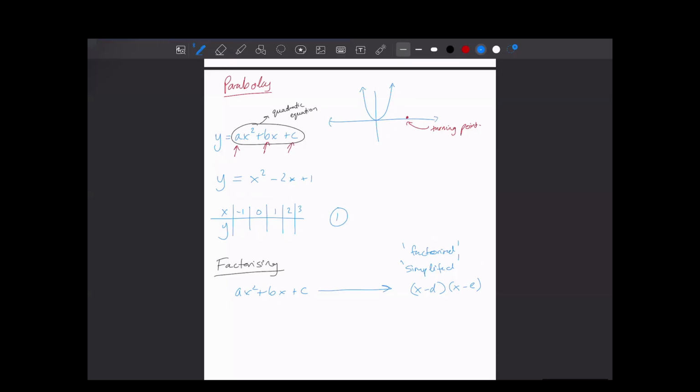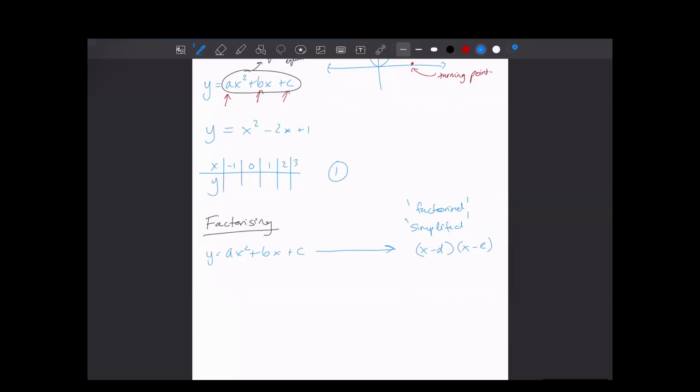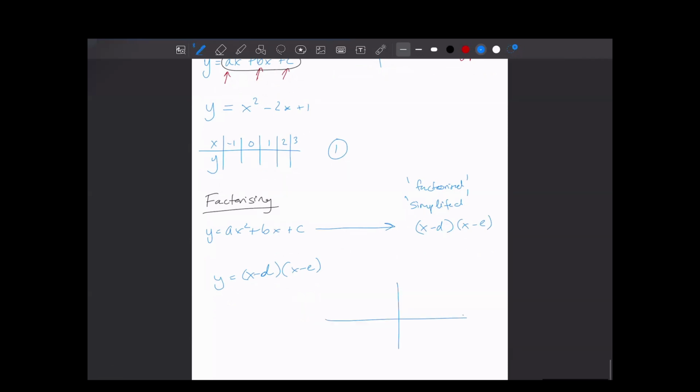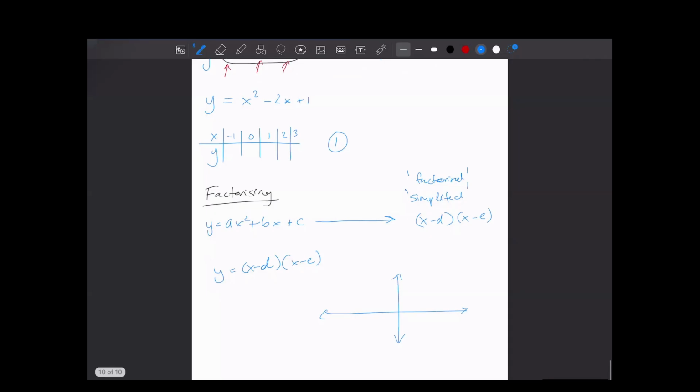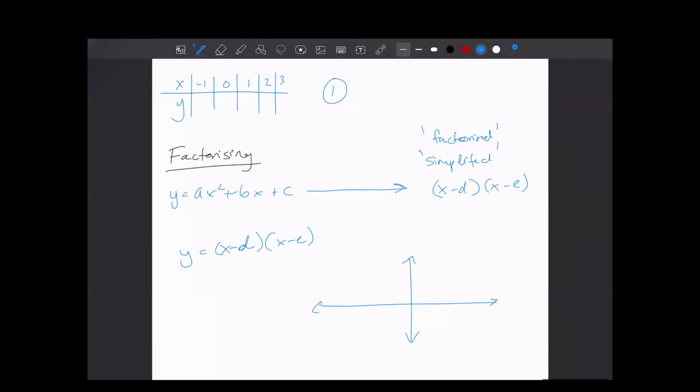Now, why is that the case? If I go from having to graph this to instead having to graph y equals x minus d and x minus e, why do I know the x-intercepts pretty easily? Because you know that both x minus d and x minus e equal zero. So that means e and d are the values. Awesome, spot on.